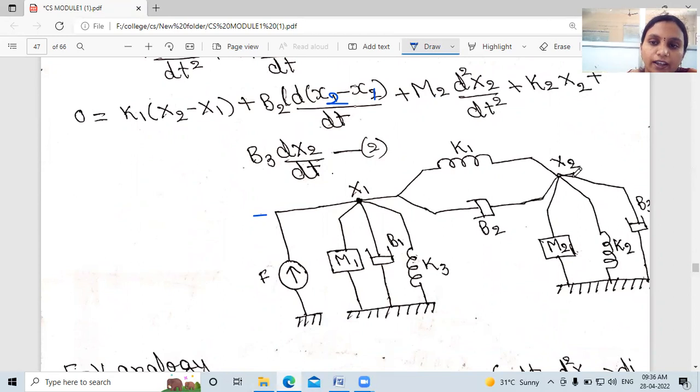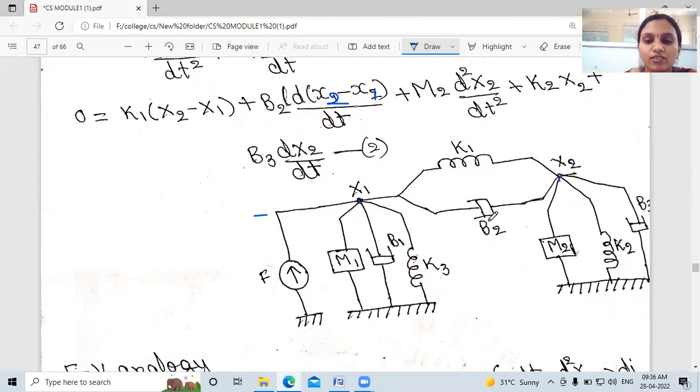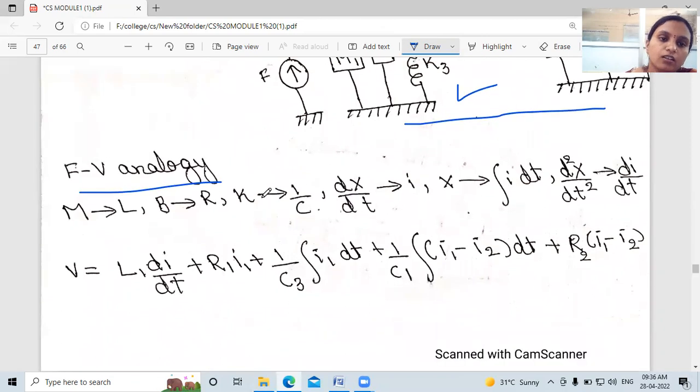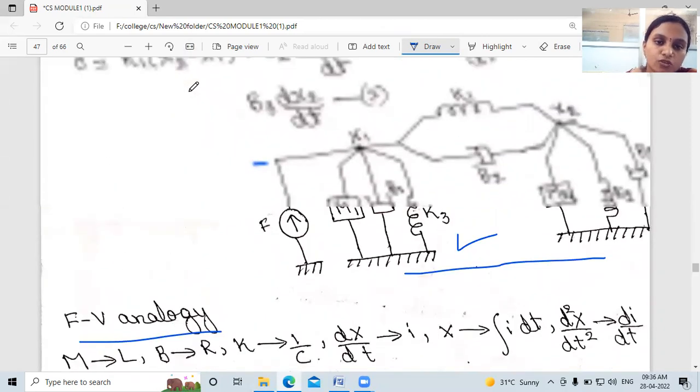First we need to draw X1 and X2. For X1, how many connections are there? For X2, how many connections are there? And between X1 and X2, what elements are connected? First draw this mechanical system so that you can write the equations easily. Next, we need to convert this mechanical system to the force voltage analogy, which is what they have asked in the question.